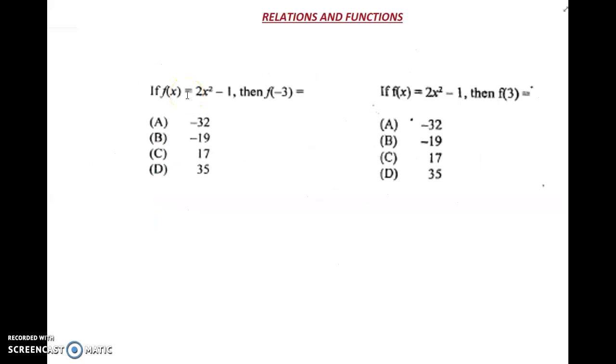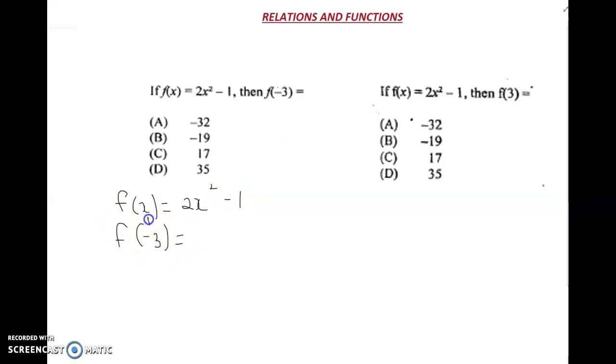Alright, same thing we're doing here. These two questions are similar. On the left-hand side, they wanted to find f of negative 3. On the right-hand side, they just wanted you to find f of 3. They use the same function. So let's do the left-hand side first. f of x is 2x squared minus 1. I want to find f of negative 3.